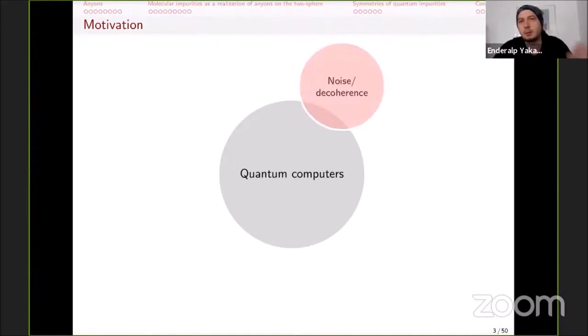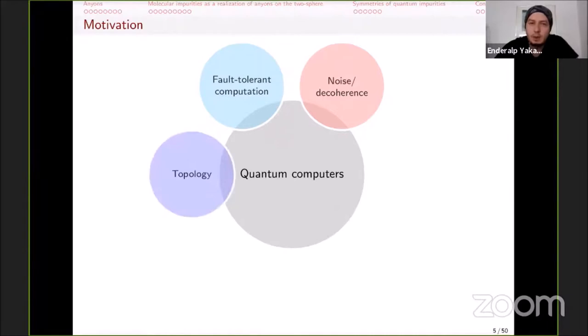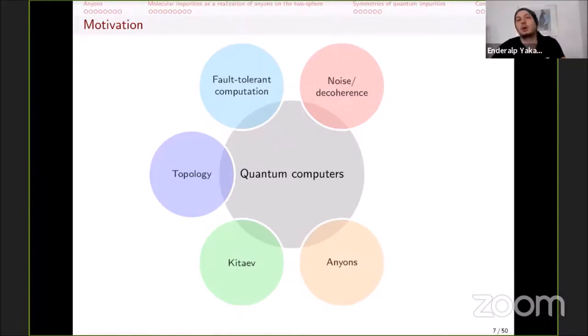The main challenge, the main problem, is in fact noise and decoherence, which means that we shouldn't lose the quantumness of these particles that we want to manipulate in all this computation. Therefore, the main challenge in quantum computers is to be able to construct fault-tolerant computation or error-correcting computation. And one of the promising ways to overcome this problem is to use topology. Topology, by its nature, is robust against local deformations, and somehow we can avoid such kinds of noises. And in fact, Kitaev came up with a very nice idea, and he showed that certain quasi-particle excitations called anyons can be used to construct such quantum computation.